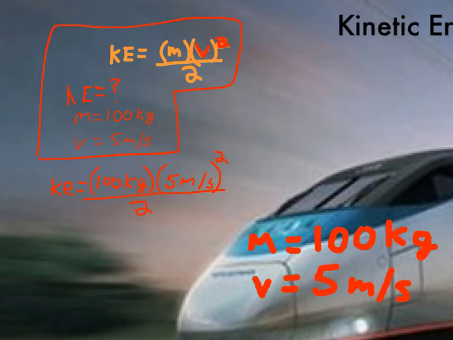The next thing we want to show is squaring that number. I'm going to rewrite my 100 kilograms and then I'm going to square my 5. So 5 squared is 25.